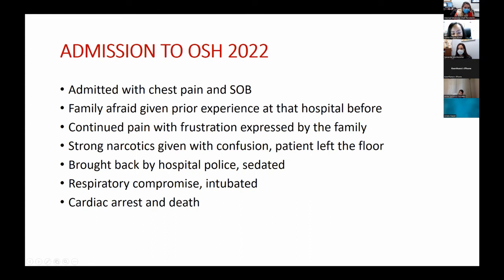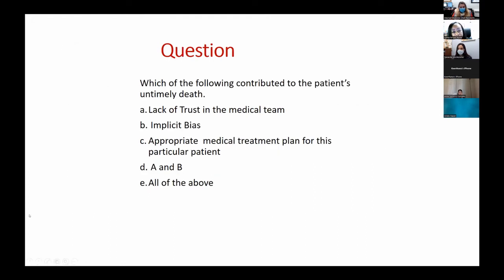So he continued to have pain. There was frustration expressed by the family to the point where they then decided to give him some really strong narcotics. He became confused and walked off the floor and ended up in an office at the hospital. He was brought back by the hospital police, sedated. He was sedated to the point where he ended up having respiratory compromise. He was intubated, and within a couple hours, he underwent cardiac arrest, and he died at age 48. Okay, so which of the following contributed to the patient's untimely death?